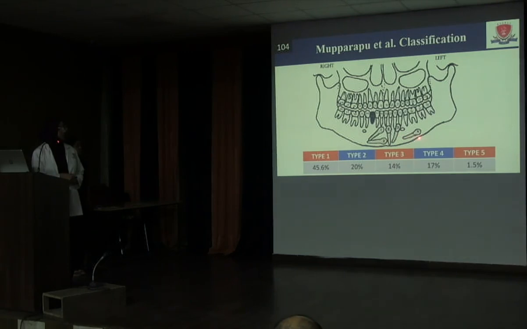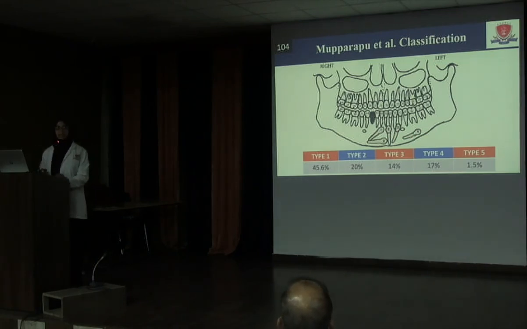Type 4, which lies horizontally below the apices of the canine on the contralateral side, has a 17% chance of eruption. Type 5, which lies vertically at the midline, has the least chance of eruption, that is 1.5%.